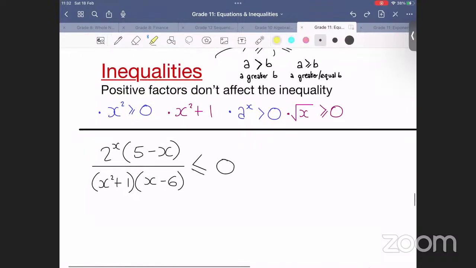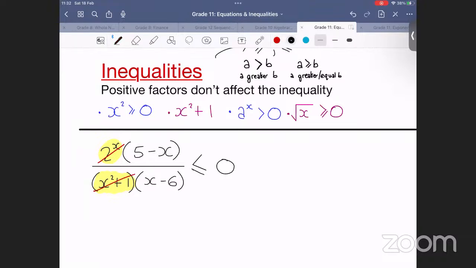Okay, so let's look at this example, right? We have 2 to the power of x times (5 minus x), (x squared plus 1), (x minus 6). Now, when it comes to inequalities, firstly, 2 to the power of x is something that's always going to be positive. Then x squared plus 1 is also always going to be positive. So we actually can ignore it completely. We don't have to consider it.